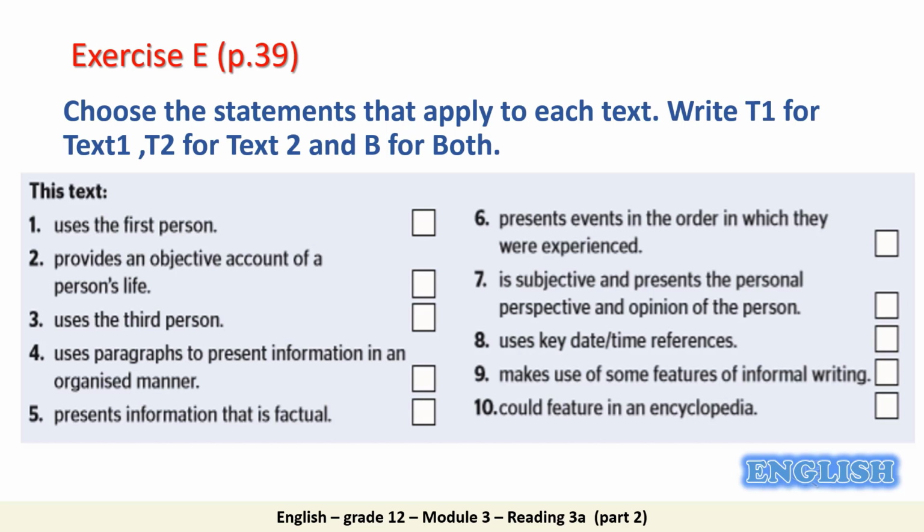Text 2 is an autobiography, which means that the writer is writing about himself or herself and is writing in the first person. Each of the 2 texts is characterized by features that are obvious in the style of writing. In exercise E, page 39, we will choose the statements or the features that apply to each text. Write T1 for text 1, T2 for text 2, and B for both texts. Please stop the video and do the task. Have some minutes to do it.